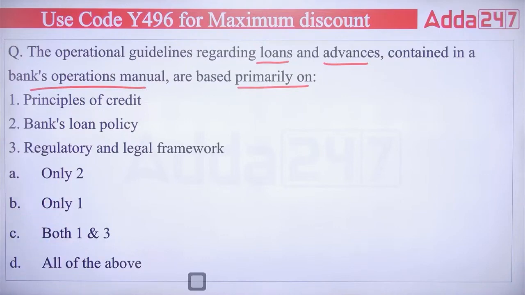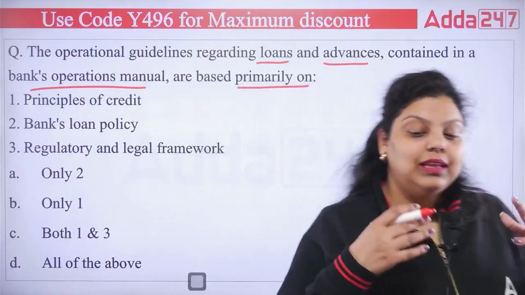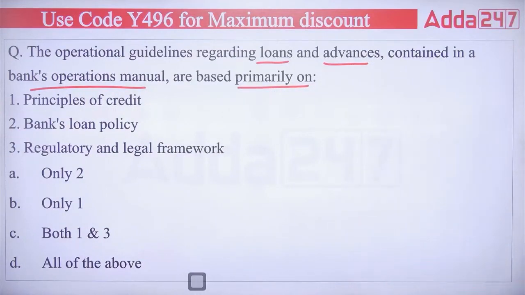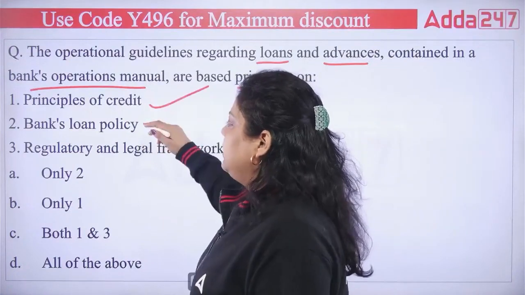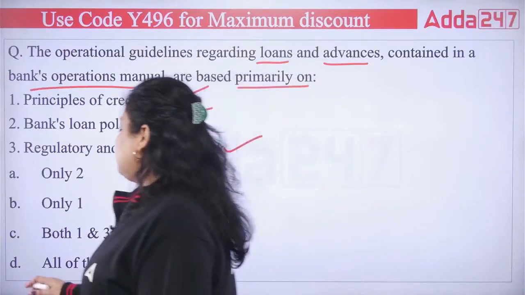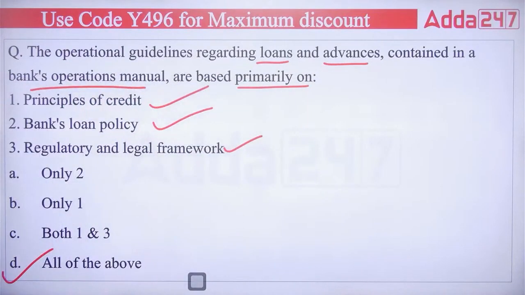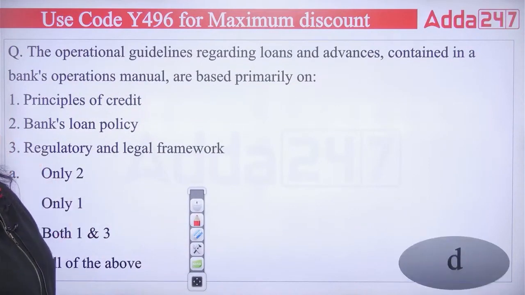So the operational guidelines regarding the loans and advances that are contained in a bank's operation manual, they are based primarily on which of the following? And the right answer is all of the above: on the principles of credit, on bank's loan policy, on regulatory and legal framework. So the right answer will be D, all of the above.